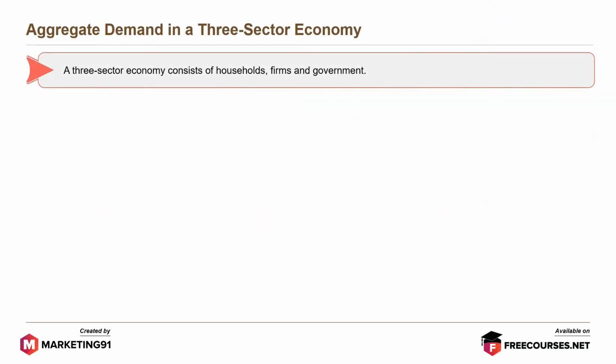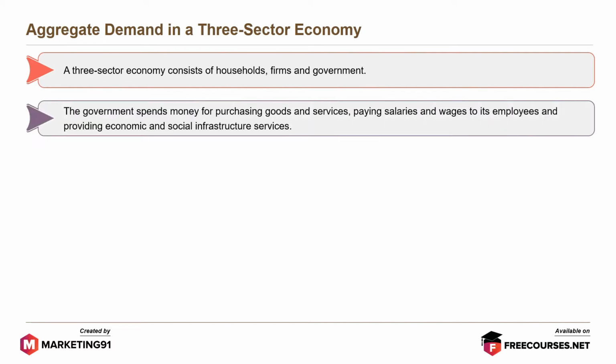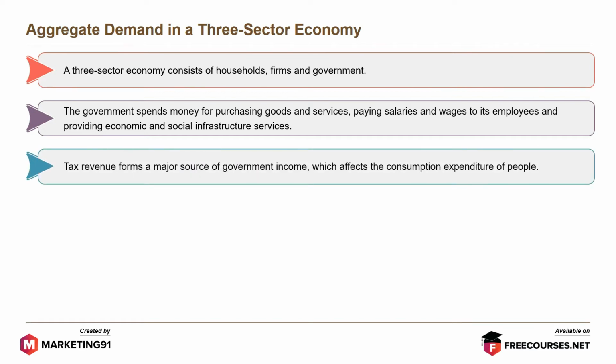A three-sector economy consists of households, firms and the government. The government spends money for purchasing goods and services, paying salaries and wages to its employees and providing economic and social infrastructure services. Tax revenue forms a major source of government income, which affects the consumption expenditure of people.